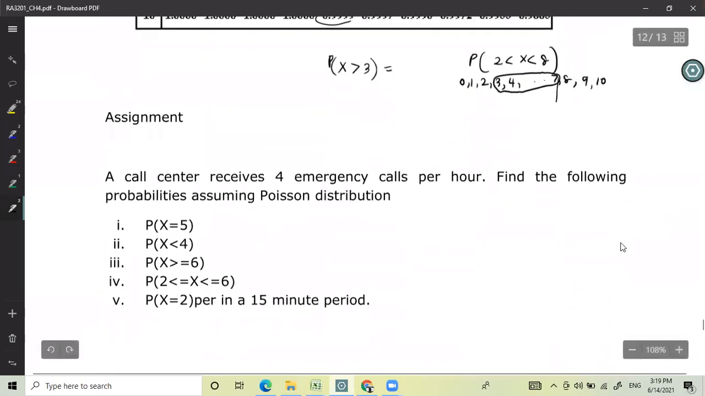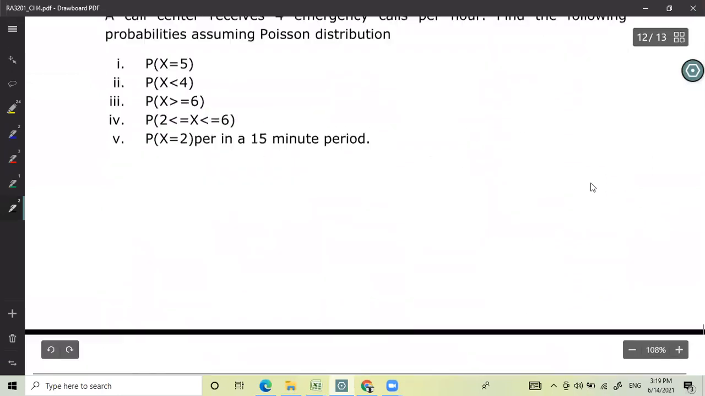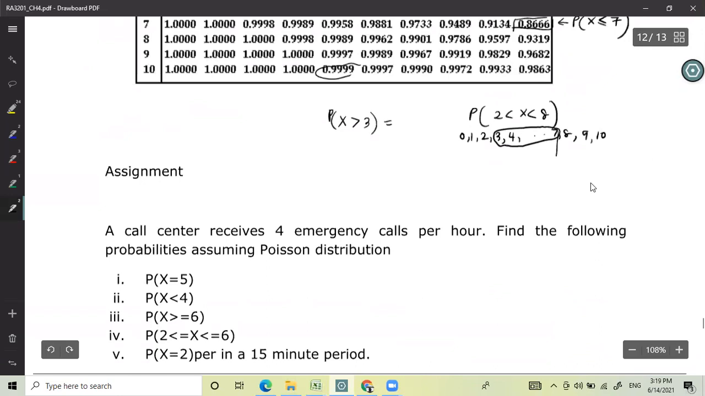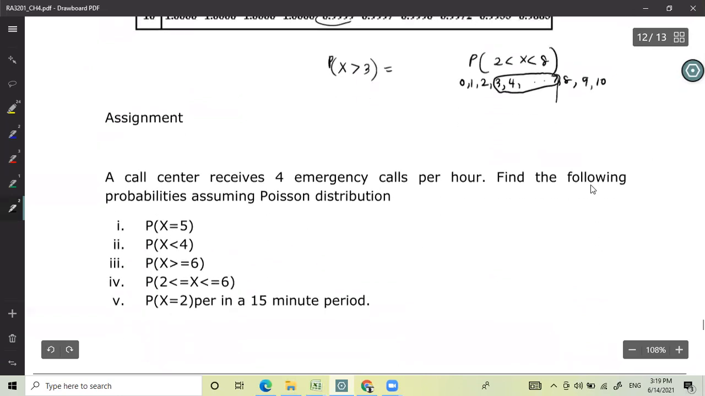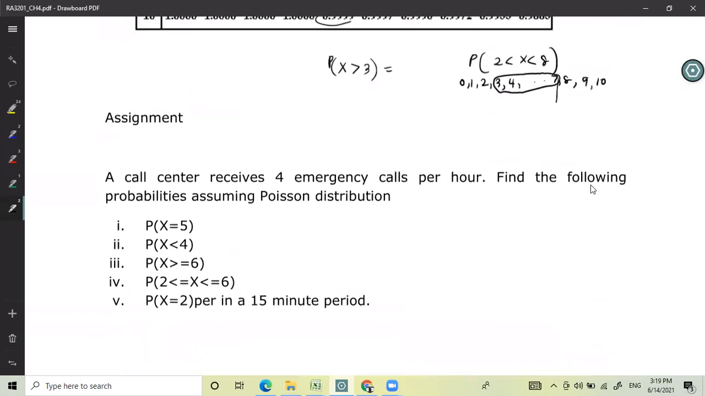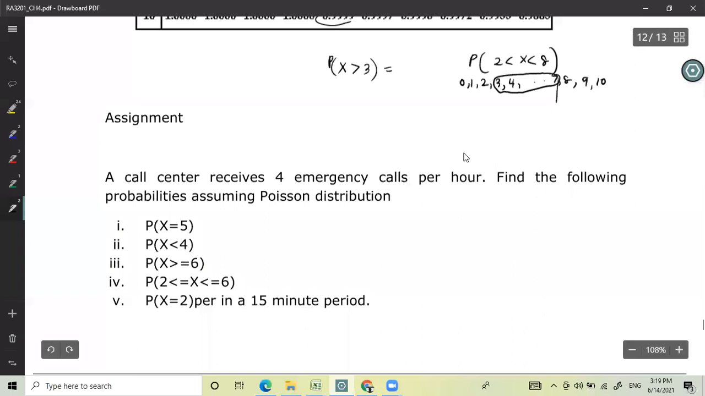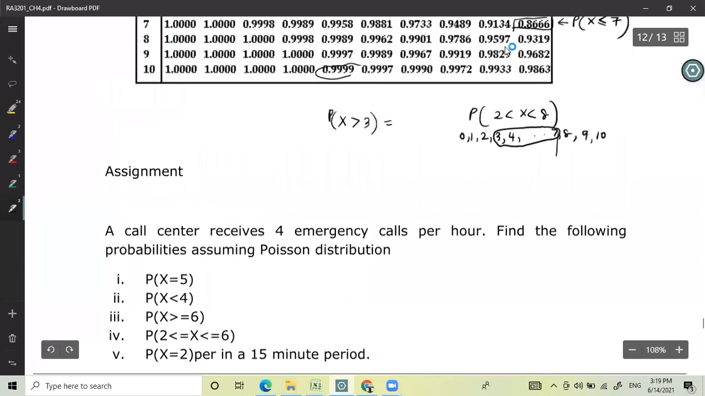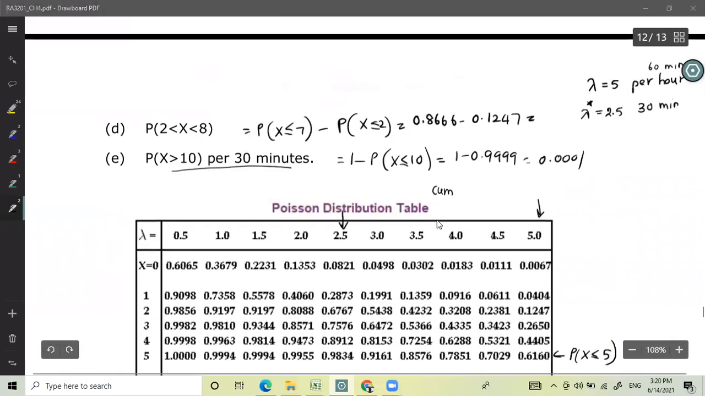Okay, so it's 3:20, so we don't have enough time to do the assignment. Therefore, I will upload this as the next assignment in your classroom, right? So this is the Poisson distribution assignment. You will be able to use the same table and find the answers.